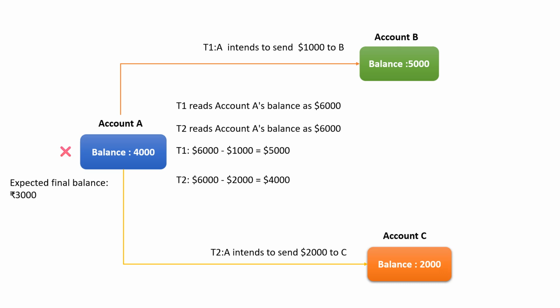But actually, if both transactions were processed correctly, the final balance in account A should have been $3,000. So instead of the correct final balance of $3,000, we end up with $4,000. This happens because of a lack of isolation. Here the transactions interfered with each other, and that led to inconsistent data. Hence, isolation is required to prevent interference between concurrent transactions and to ensure accurate and consistent results in the database.